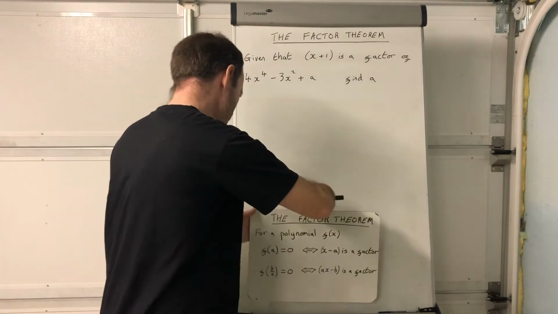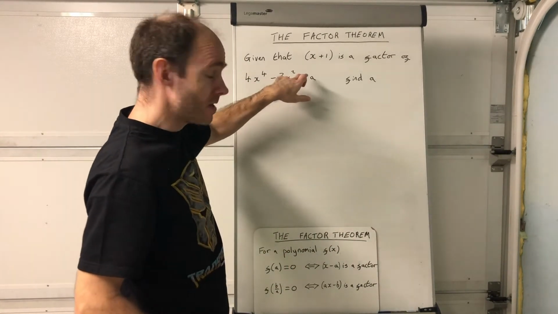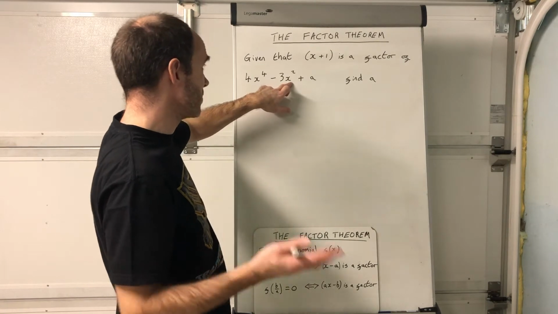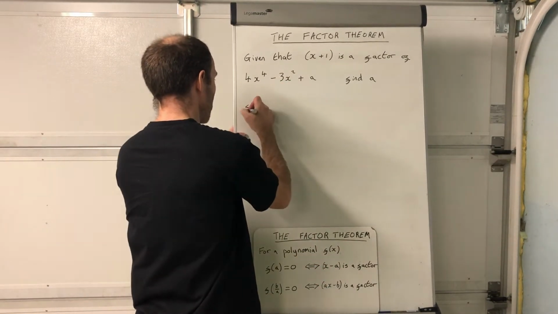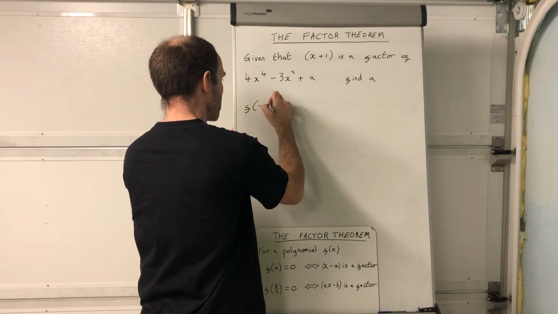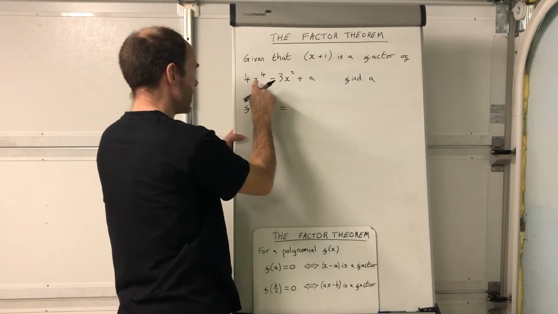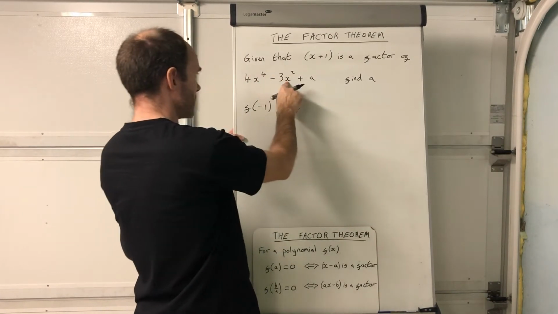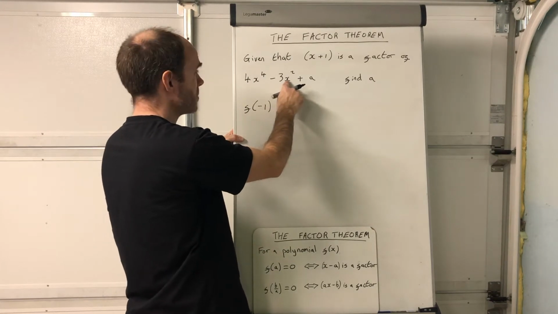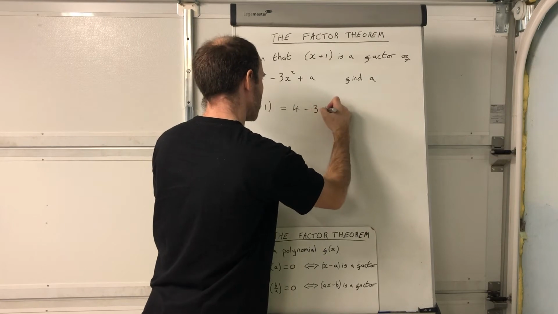So using that then, x plus 1 is a factor of f of x. What that means is that f of negative 1 must be 0. Okay, see how that works? So what we need to do is substitute x equals negative 1 into that and write down what we get. Negative 1 to the power of 4 is 1, times by 4. And then negative 1 squared is also 1, times by negative 3, and then plus a.